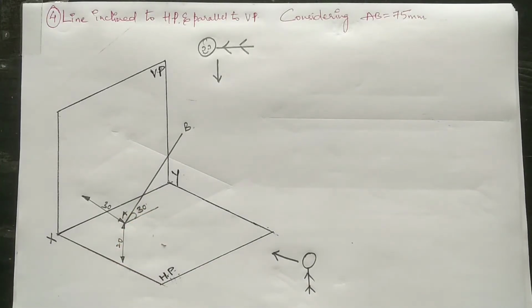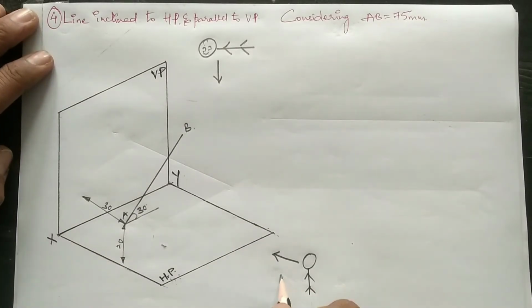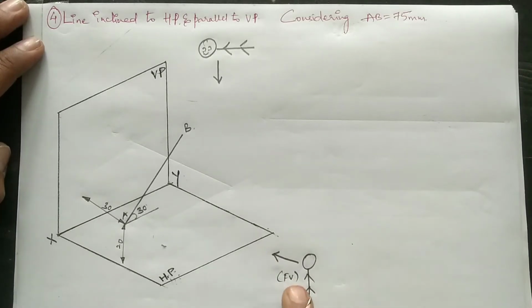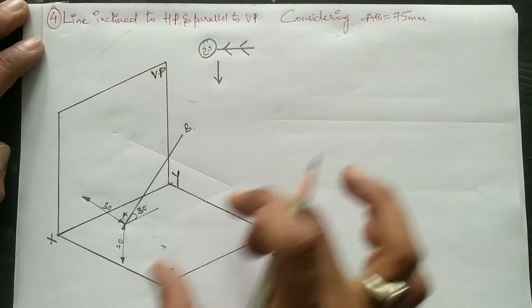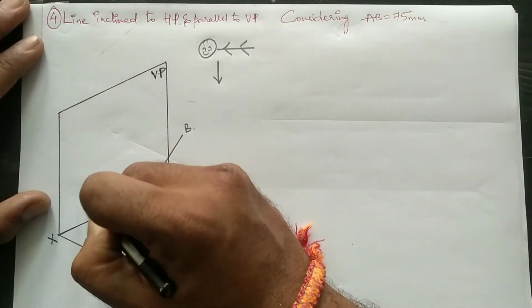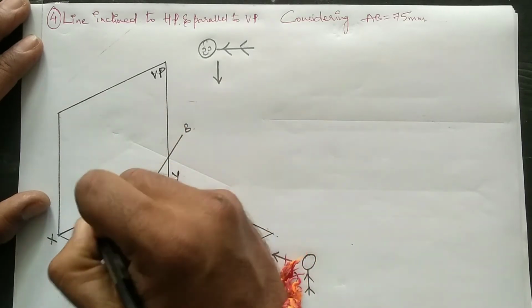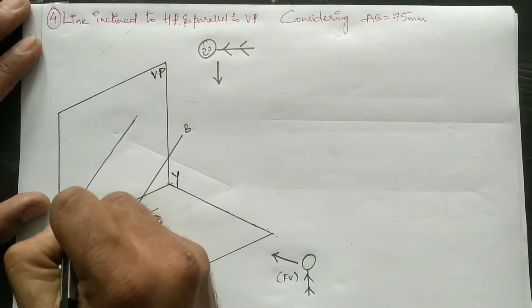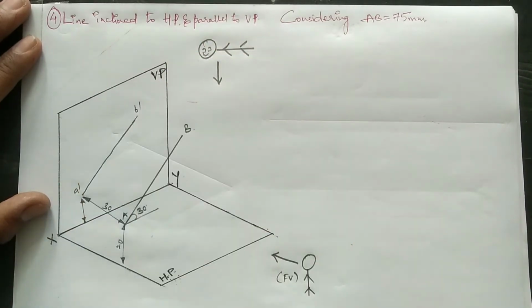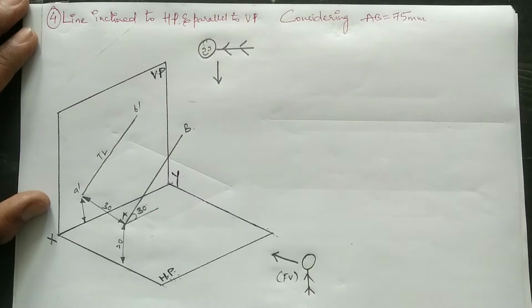So how do we go ahead for drawing its projections? When we see it from the front view, the true length of this line AB, which is around 75 mm, is projected on the vertical plane at a height of 20 mm. We draw the line at an inclined position, marking it as A dash, B dash. This is my true length.